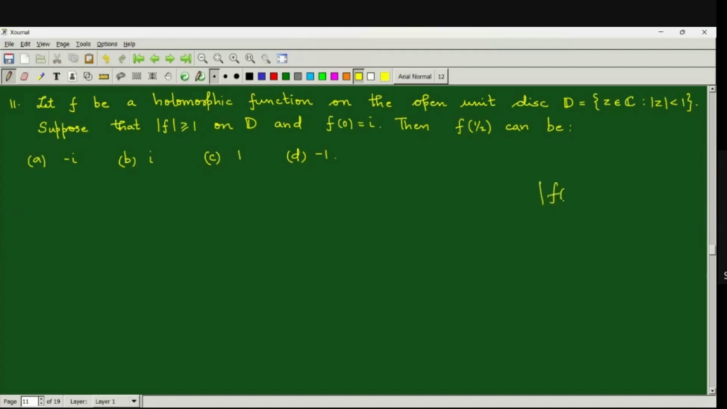Mod f is greater than or equal to 1 for every z in D. And it is also given that f of 0 is i. What can be the values of f of 1 by 2? Think a little bit and then answer.